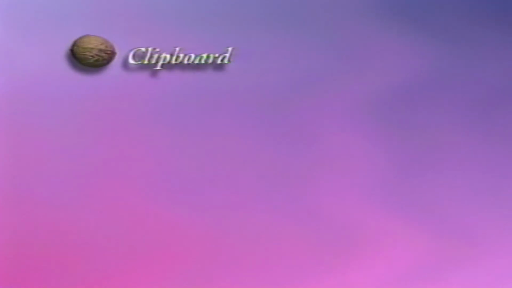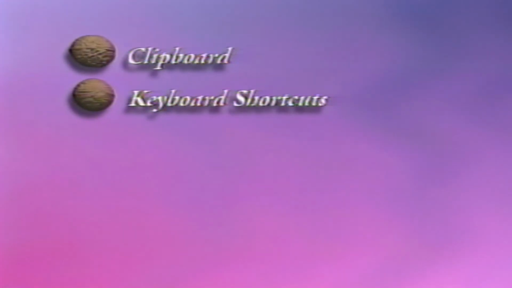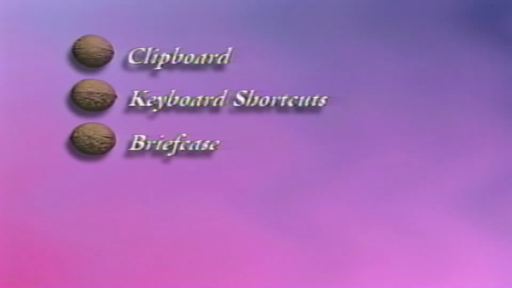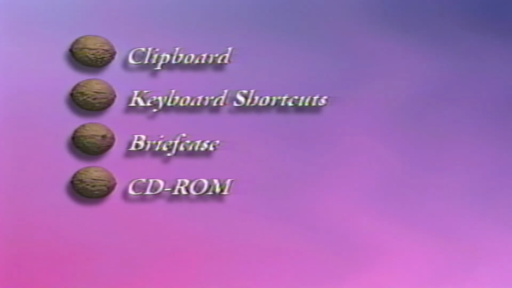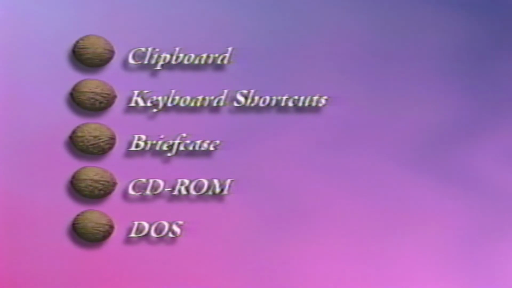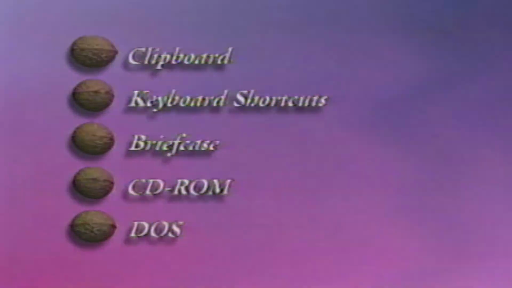We've covered a lot of different things in this section. In a nutshell, we learned the concept behind the clipboard and what it does. We saw how we can use the keyboard to get to frequent commands without having to use the mouse. We created a printer shortcut. We used a briefcase to update a file quickly and easily. We learned about CD-ROM drives, and we saw that DOS is alive and well and living in your computer.